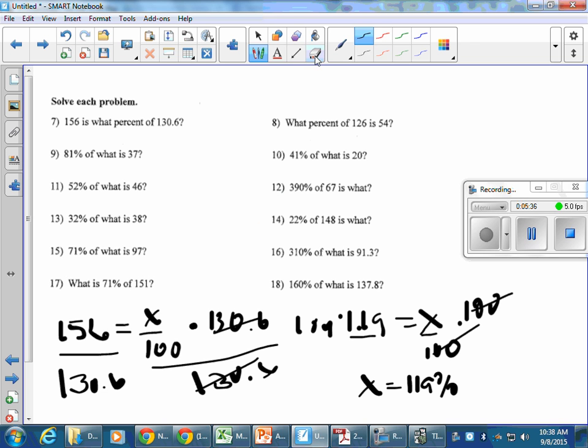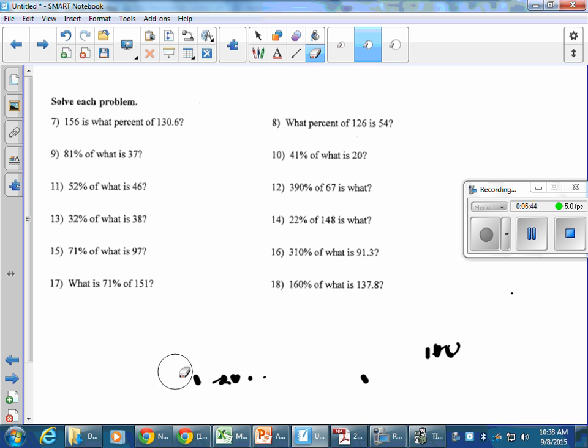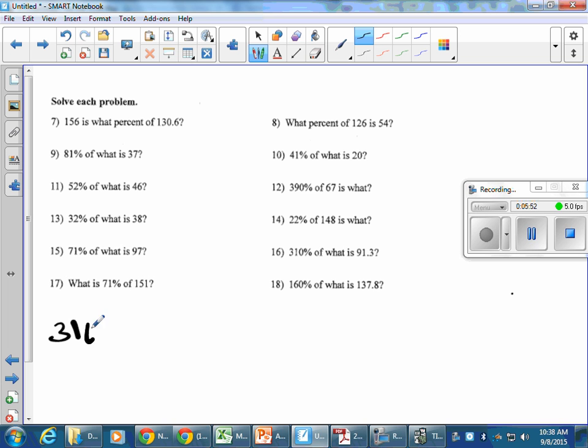Let's pick another random one. How about number 16? 310% of what is 91.3? Alright, so I'm going to start out with 310%. I'm going to write it over 100. 310% would be 310 over 100, of means times, what is x. So times x, is means equals, 91.3.